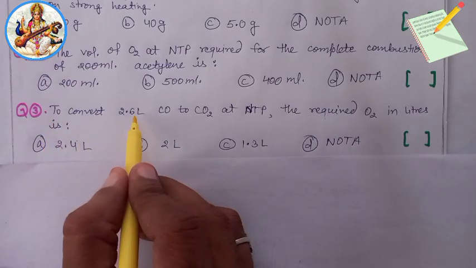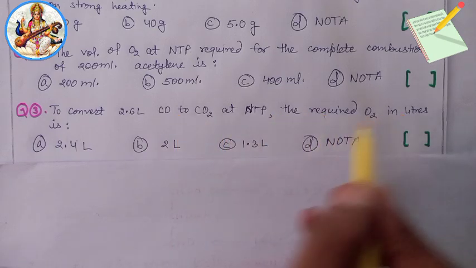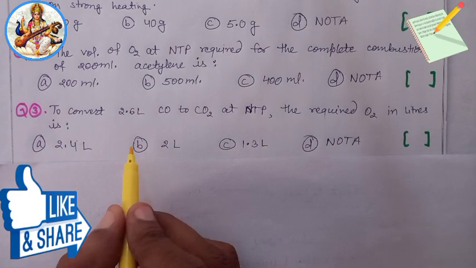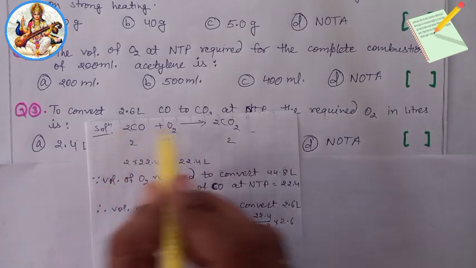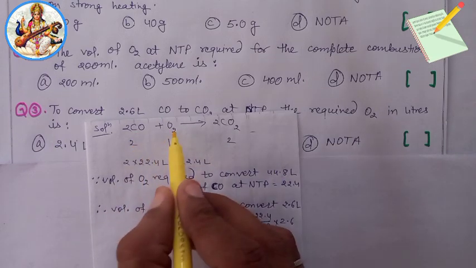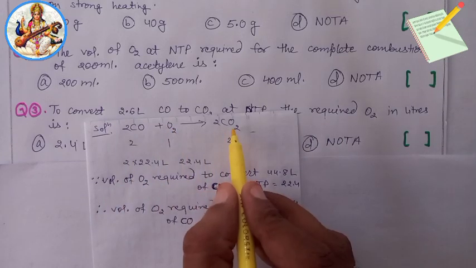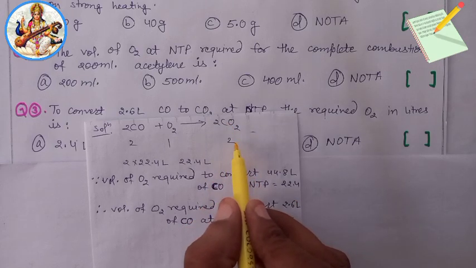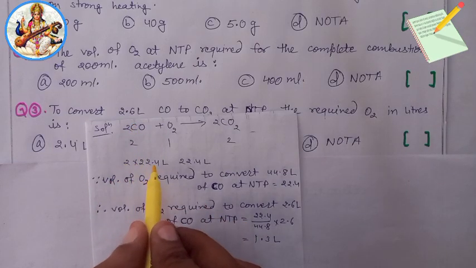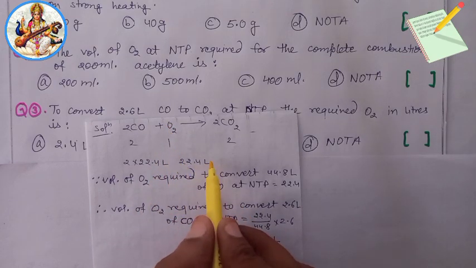Now the third question: to convert 2.6 liter of carbon monoxide to CO2 at NTP, the required O2 in liters is: 2.4, 2.6, 1.3, none of the above. The balanced chemical equation is: 2 moles of carbon monoxide react with 1 mole of oxygen gas and are converted into 2 moles of CO2 gas. Here 2 moles of CO means 2 into 22.4 liter and 1 mole of oxygen means 22.4 liter.